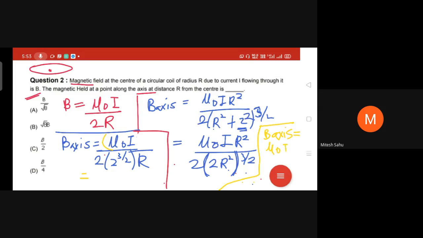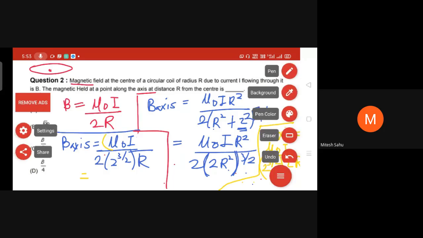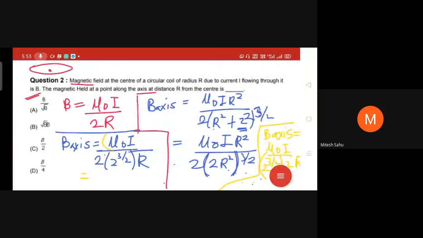mu not I, 2 raised to 3/2, 2R. So this is mu not I by 2R. What does this expression represent? It represents B.